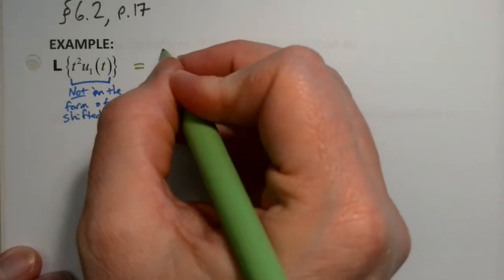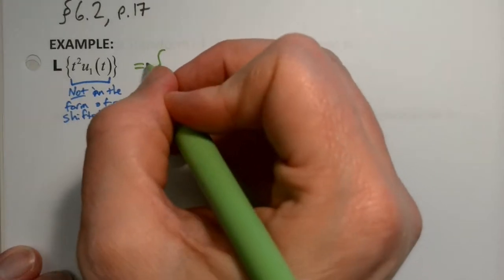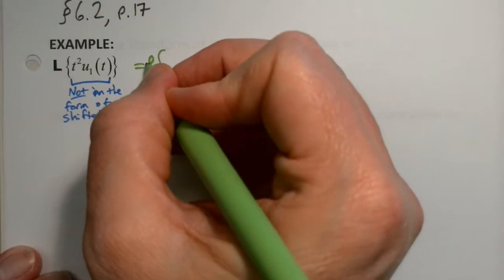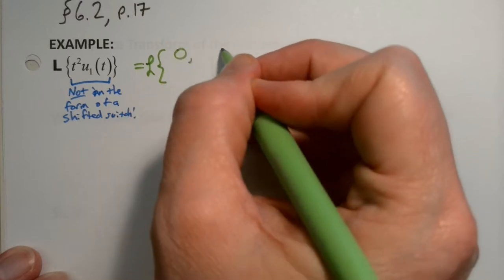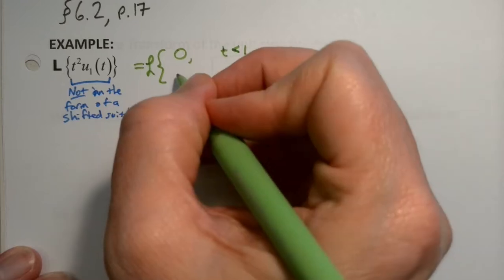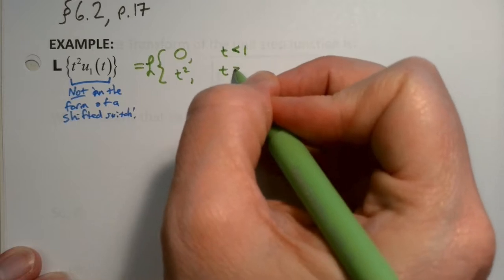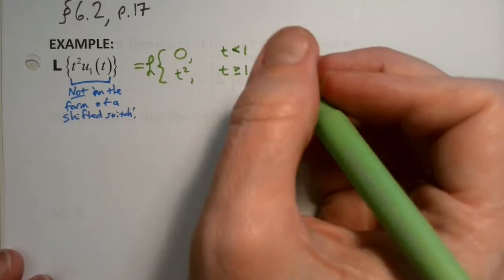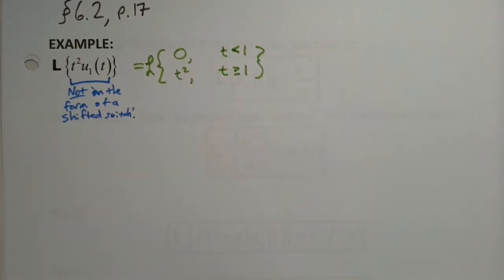So just a reminder, if we wanted to, we could convert this into a piecewise function. And by the way, we're taking the Laplace transform of something that behaves like 0 as long as t is less than 1, and then it behaves like t squared thereafter whenever t is greater than or equal to 1. So we're going to figure out what's going on with this.